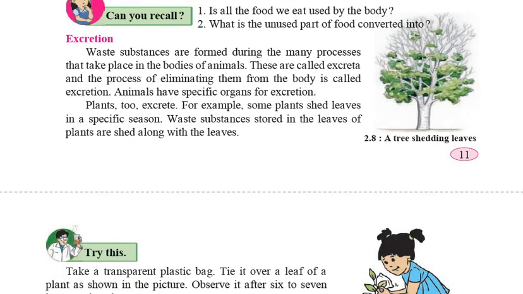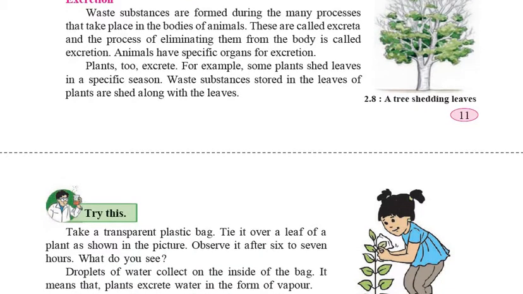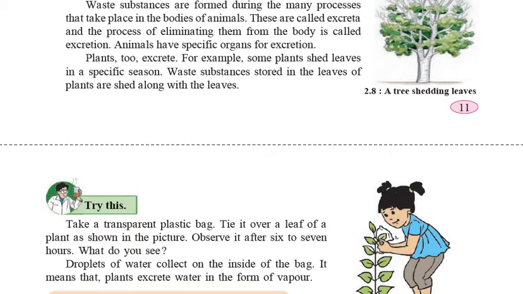Can you recall? Is all the food we eat used by the body? What is the unused part of food converted into? Excretion. Waste substances are formed during the many processes that take place in the bodies of animals. These are called excreta, and the process of eliminating them from the body is called excretion. Animals have specific organs for excretion. Plants too excrete. For example, some plants shed leaves in a specific season. Waste substances stored in the leaves of plants are shed along with the leaves.